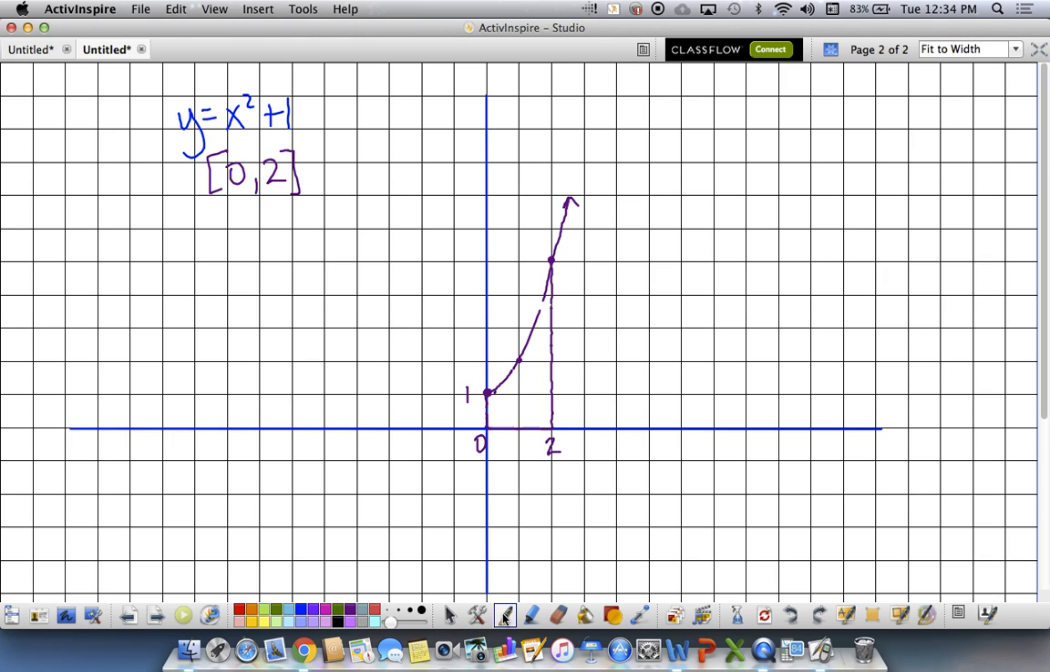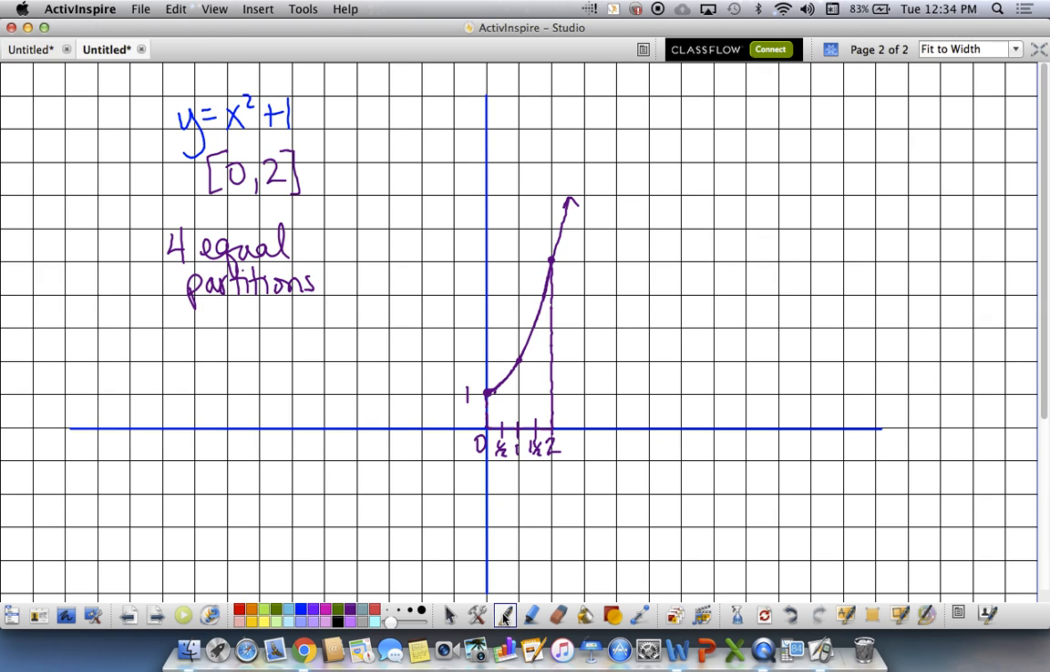Okay, so we're going to divide this section between 0 and 2 into 4 equal partitions or pieces. So I'm going to take 0 to 2 and divide it equally into 4 sections. 2, 3, 4. So I have 4 pieces. Each piece is how far or how wide? Yeah, 1.5, and then 1, and then 1.5.